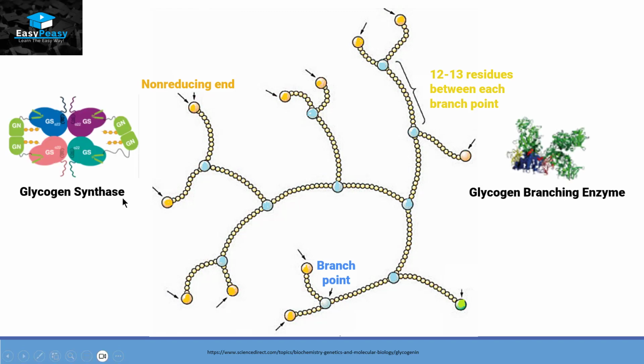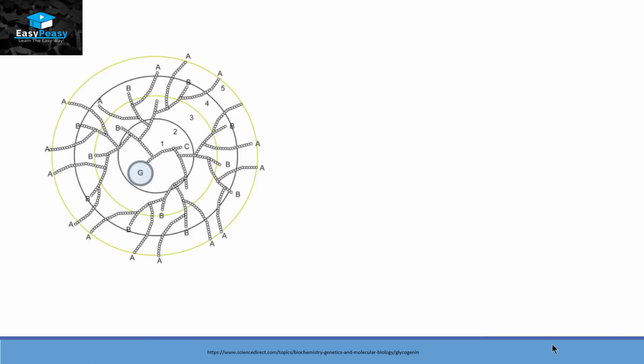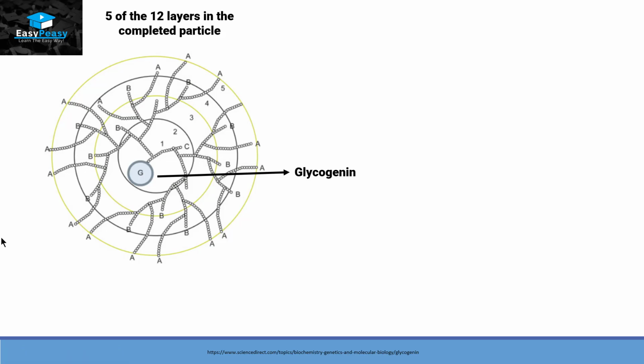Both glycogen synthase and glycogen branching enzyme will keep adding glucose molecules and keep adding branches to this compound until this compound will look like this. Now, in this structure, this gray circle represents the glycogenin protein. We can see that there are 5 layers here, and these layers can go up to 12. And all the chains are of the same length.